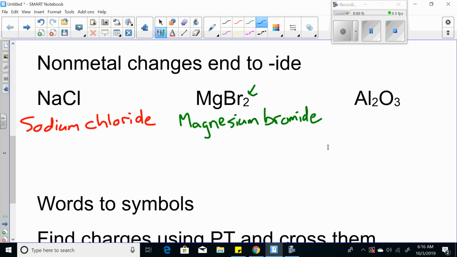The last one here, I've got Al, which I know is aluminum. And then oxygen is going to become oxide. Again, the 2 and the 3 have no bearing on this. All we're doing here is putting the metal first, because that's the first element. And then we are changing the ending of the second element to IDE.